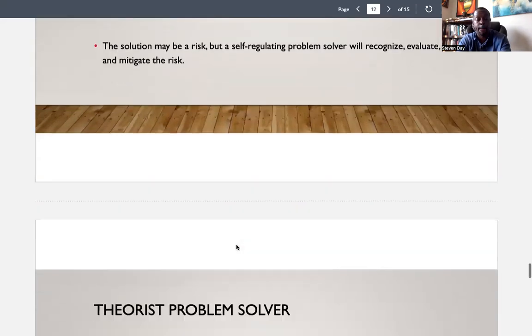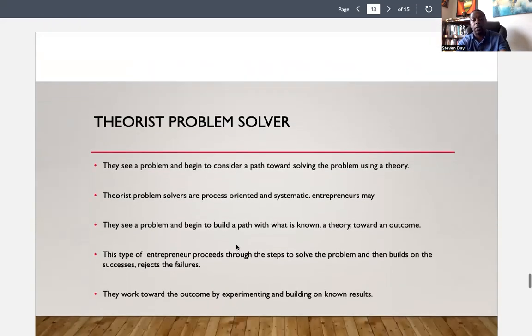Then you have a theorist problem solver. They see a problem and begin to consider a path towards solving the problem using a theory. So something that's already out there, something they can build upon. They see a problem and begin to build a path with what is known, a theory, toward an outcome. They work towards the outcome by experimenting and building on known results. So they gather what's already out there by doing a little bit of research, looking at the secondary data, and then they experiment and they build upon the theory.